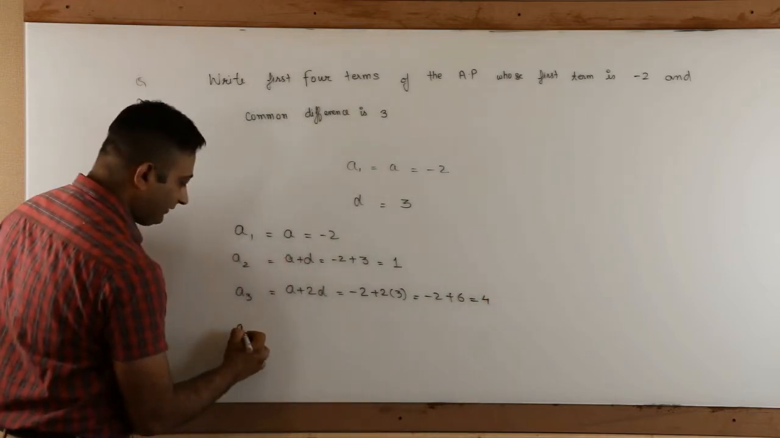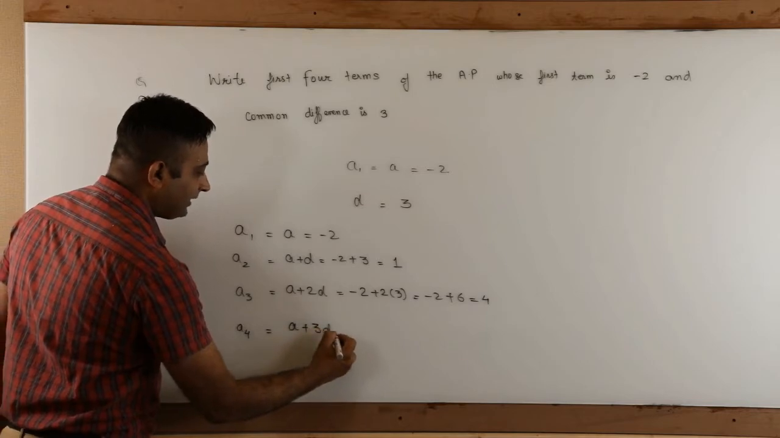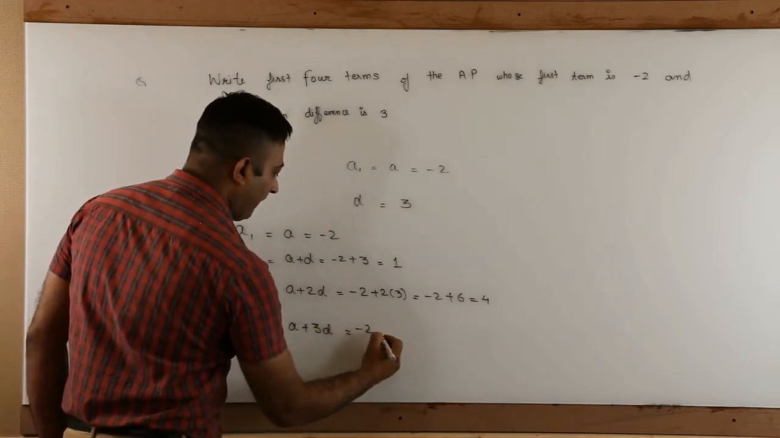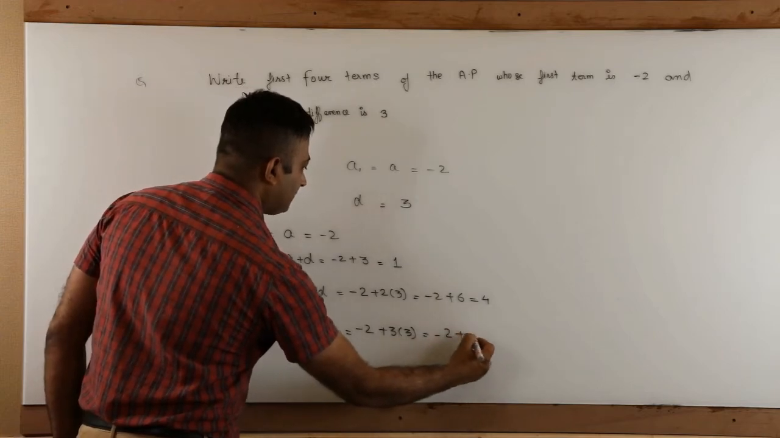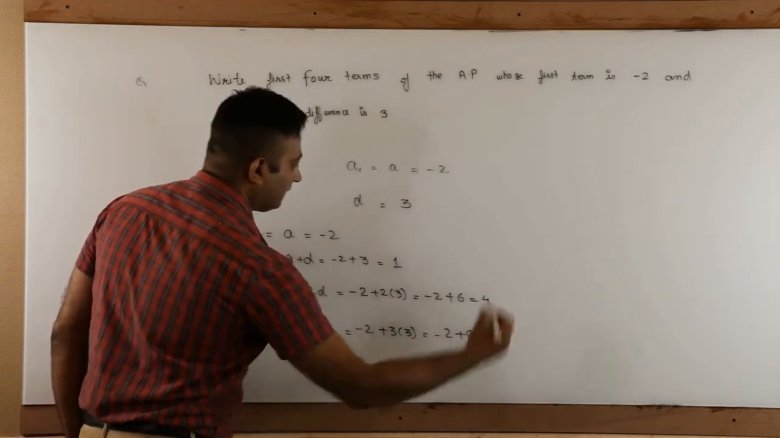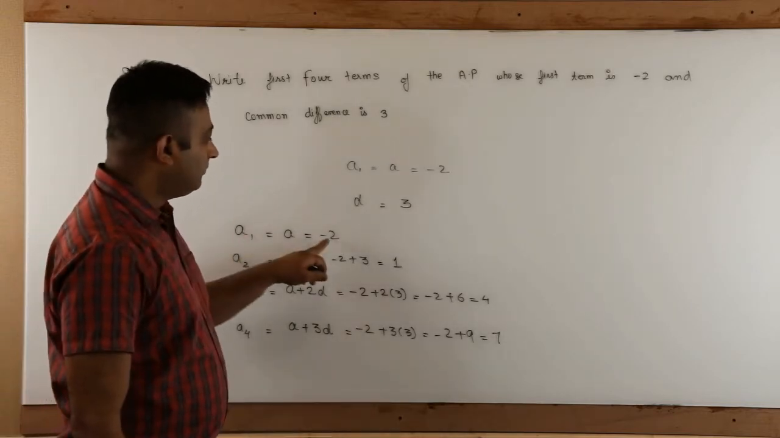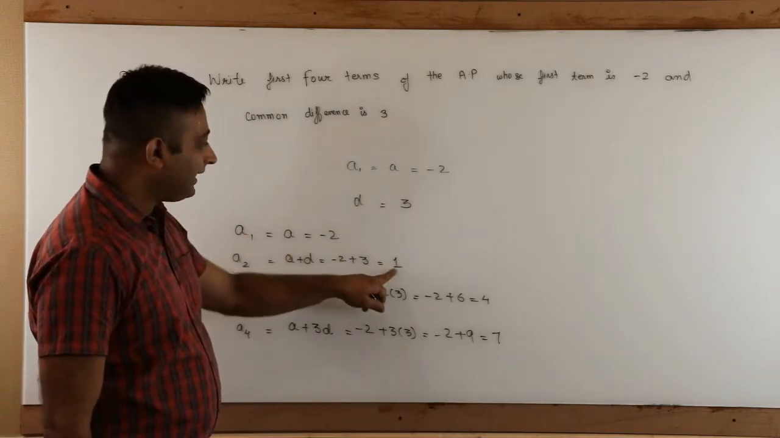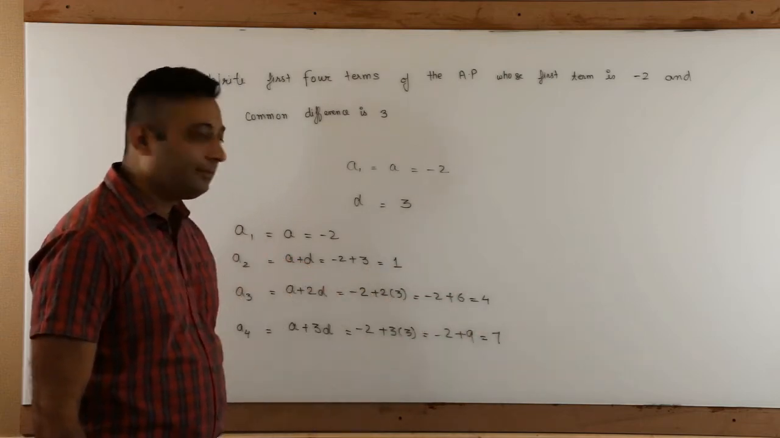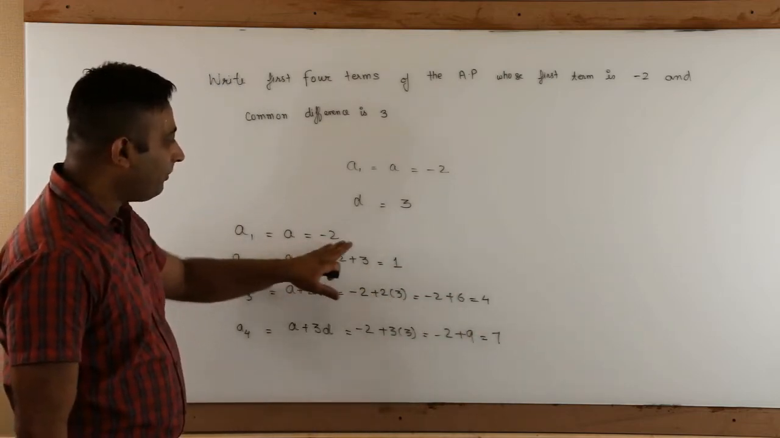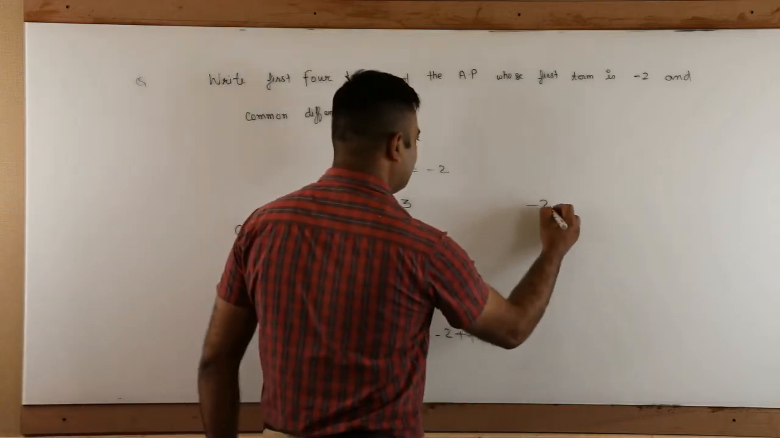Now we can write the fourth term of this AP, which can be given by A plus 3D, which is equal to minus 2 plus 3 times 3, which is equal to minus 2 plus 9, which is equal to 7. So we have found the first term of this AP as minus 2, second term as 1, third term as 4 and fourth term as 7. You can easily see that the common difference of this AP so obtained is 3.